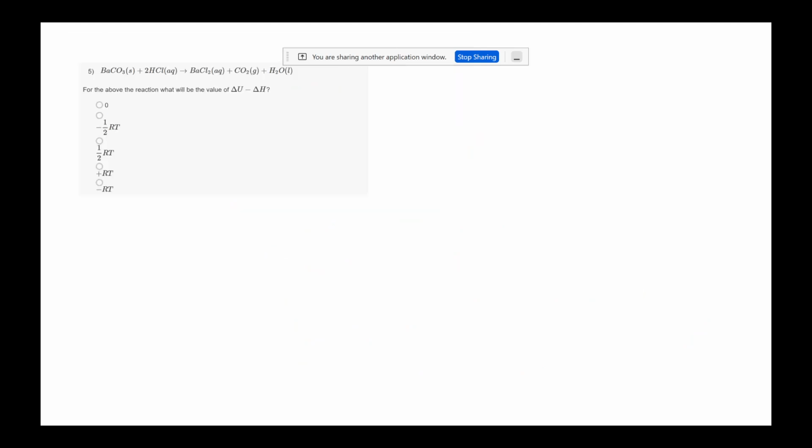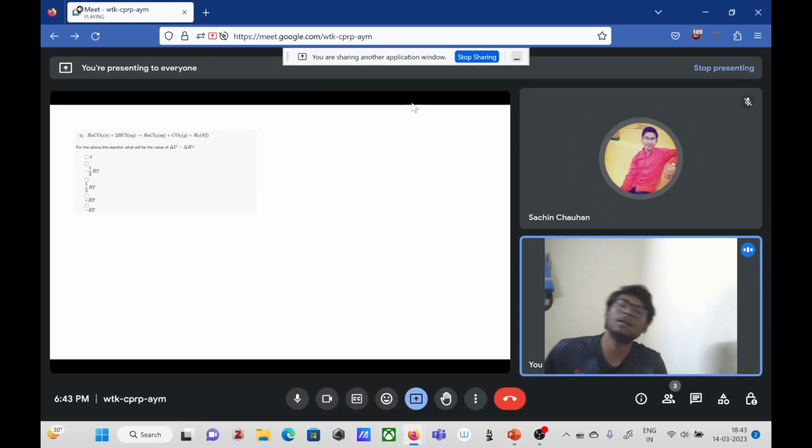Now here the question is, some equation is given, this BaCO3 plus 2HCl, and some product is given. The question is, for the above reaction, what will be the value of delta U minus delta H? Okay, so Sachin, do you know how to do that? No, sir.